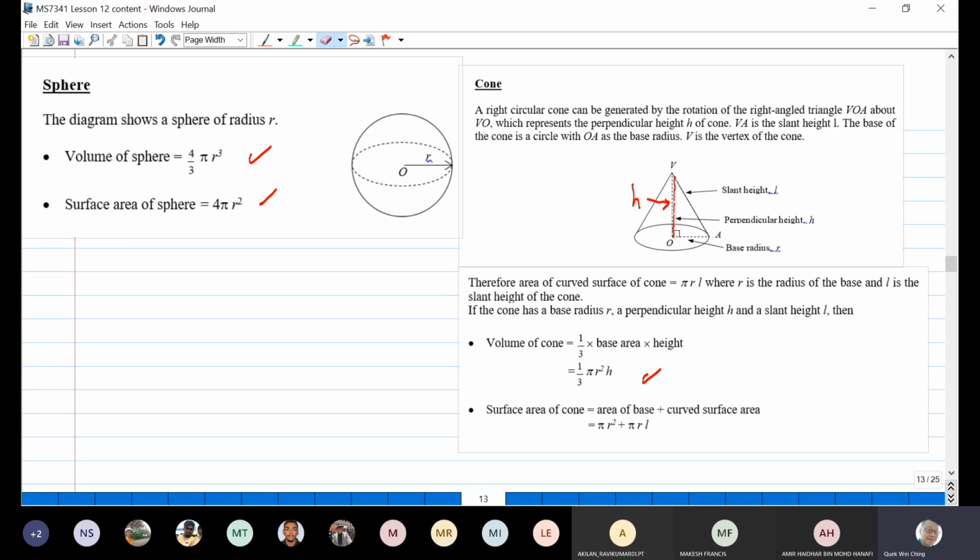Then another one is how to find the surface area of the cone. I need to explain to you how to find it. For the cone, you see that there are two areas. One of them is the base. The area of the base is pi r squared, which is easy to understand. It is the area of a circle.